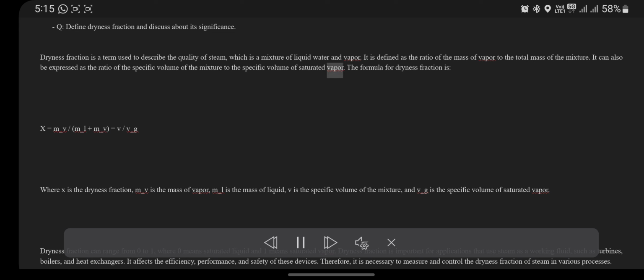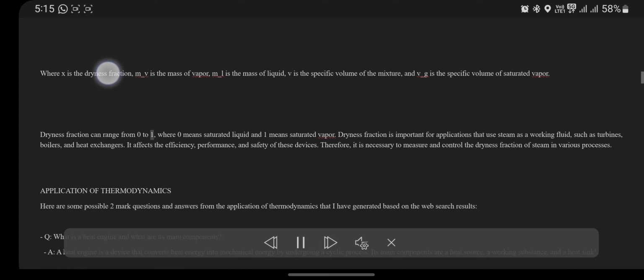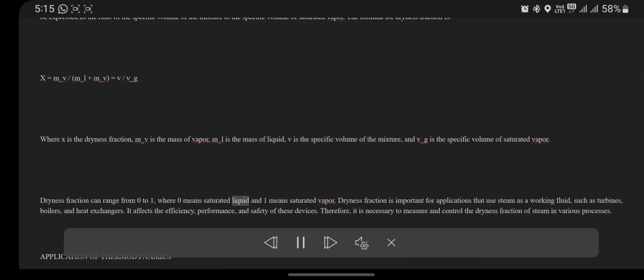The formula for dryness fraction is x = m_v / (m_l + m_v) = v / v_g, where x is the dryness fraction, m_v is the mass of vapor, m_l is the mass of liquid, v is the specific volume of the mixture, and v_g is the specific volume of saturated vapor. Dryness fraction can range from 0 to 1, where 0 means saturated liquid and 1 means saturated vapor.